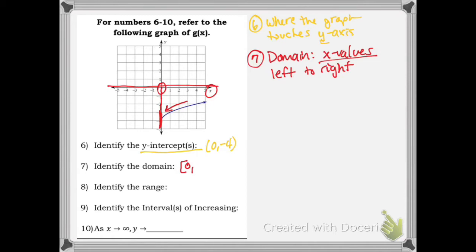And the rightmost point, if we're going to the right, is an arrow. So that means it's going to keep going forever. Another way to write this is x is going to be greater than or equal to 0.